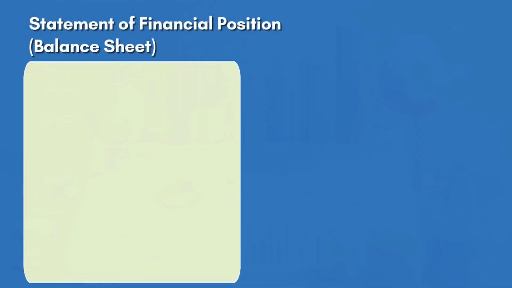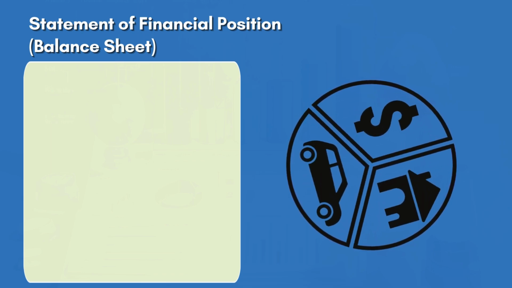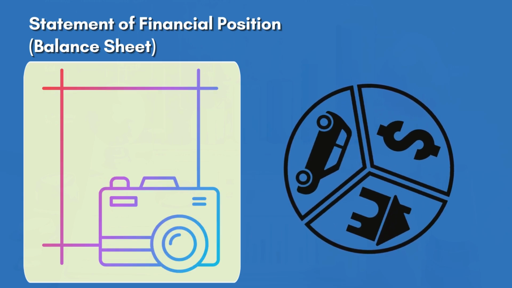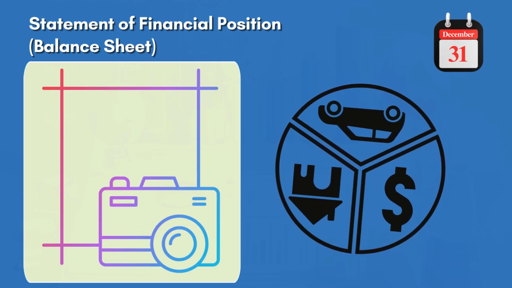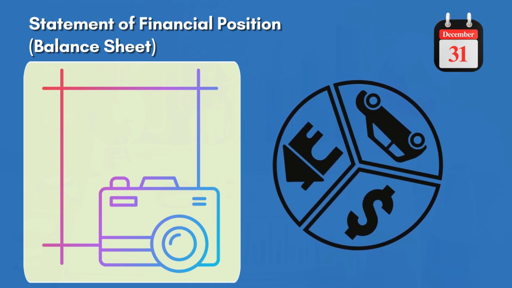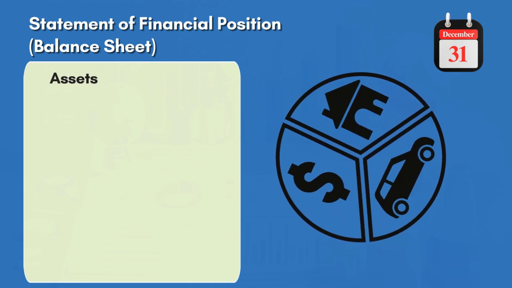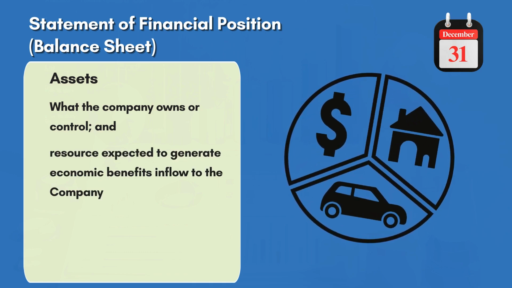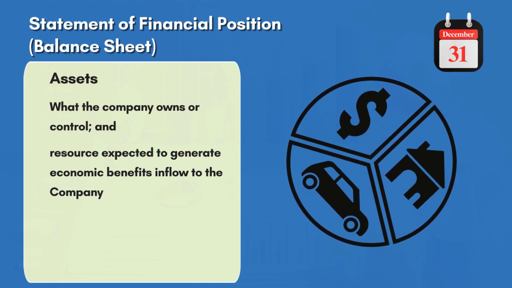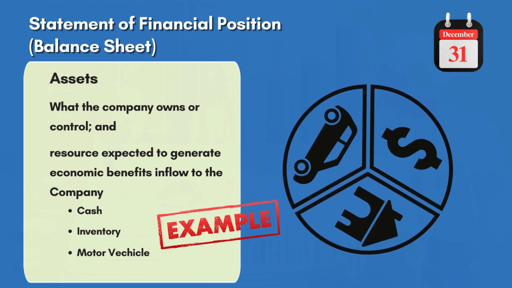So, let's dive into the first statement, the statement of financial position, balance sheet. This statement provides a snapshot of a company's financial position at a specific point in time. It lists the company's assets, liabilities, and equity. Assets are the resources owned or controlled by a company, which are expected to generate economic benefits to the company. Examples of assets include cash, inventory, and motor vehicles.